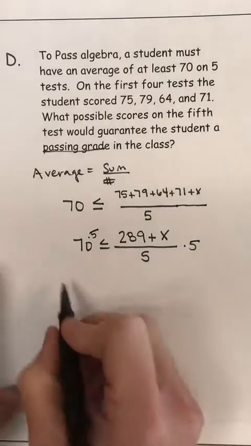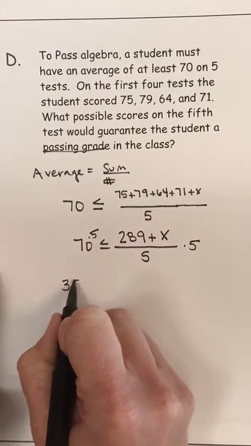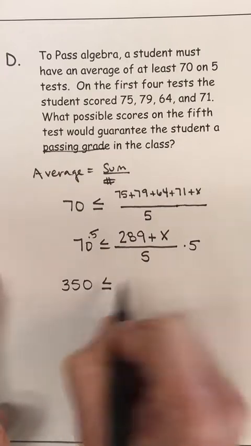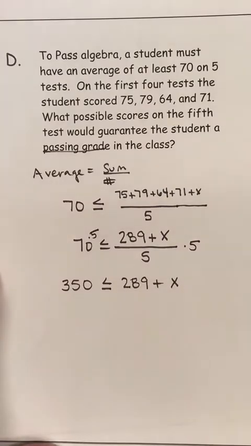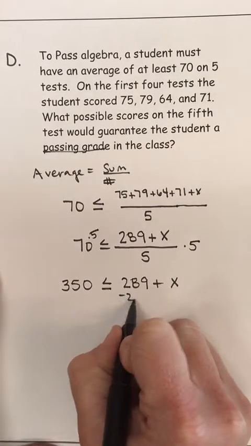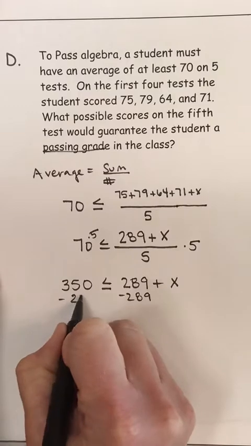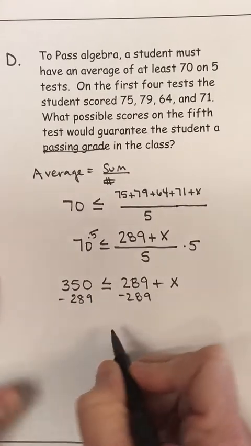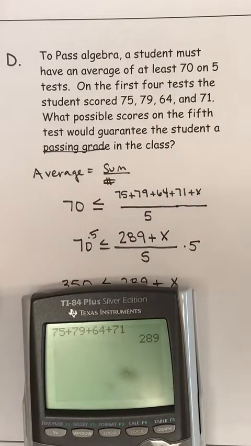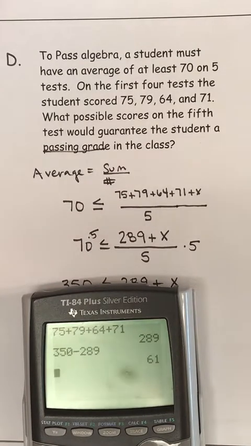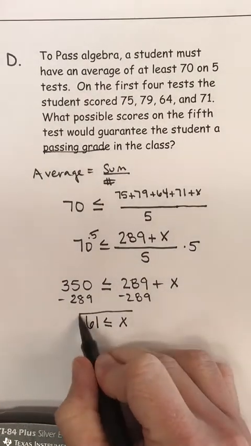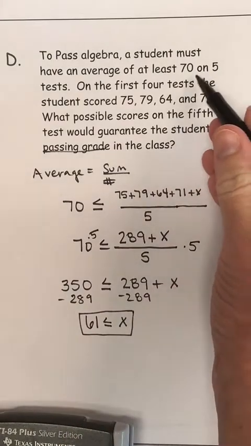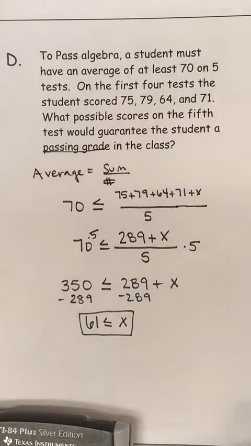So I'm going to multiply this side by 5 and multiply this side by 5. So 70 times 5, or 7 times 5 is 35, and then add your 0. That will be less than or equal to the 289 plus that one last test. If we subtract 289, we'll get our last test. So 350 minus 289, you get a score of 61. So we need 61 points or more on that last test to pass with at least a 70. Great job. One more question left.